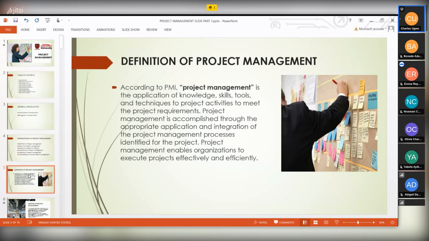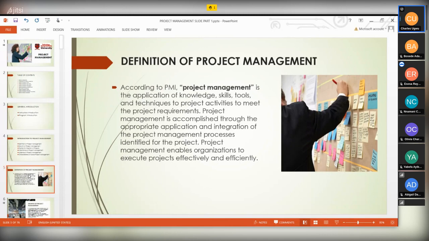So I am adopting their definition. There are so many definitions of project management. We are not going to start looking at all the definitions. We know where every definition is gearing towards. So we just adopt one definition and then we move on.